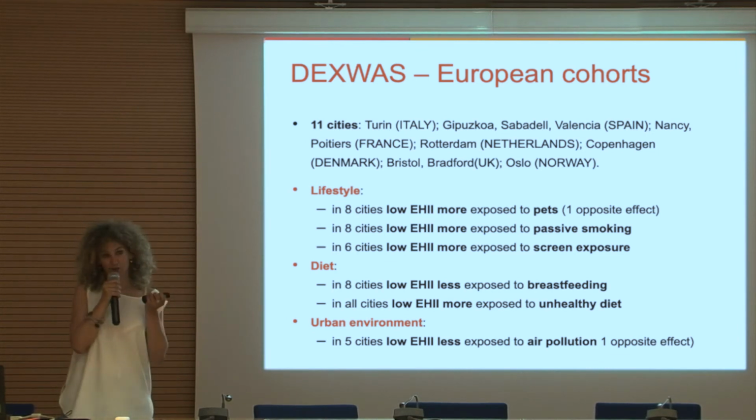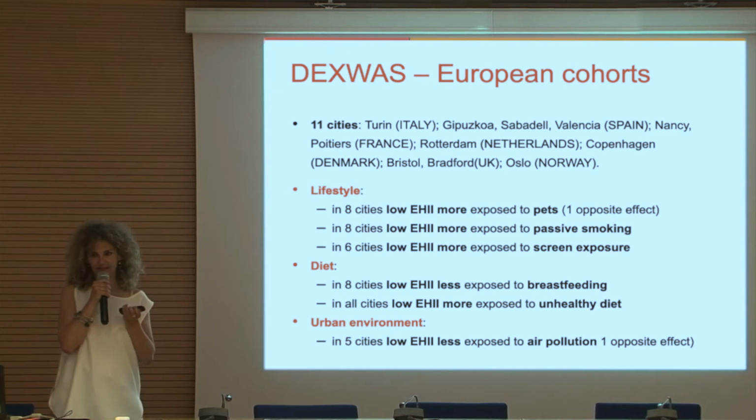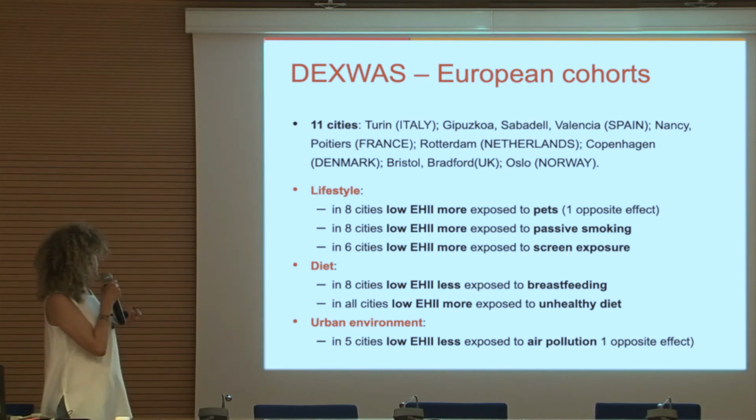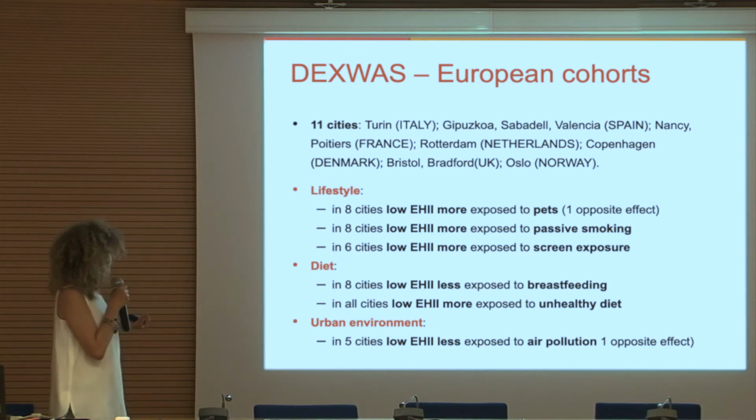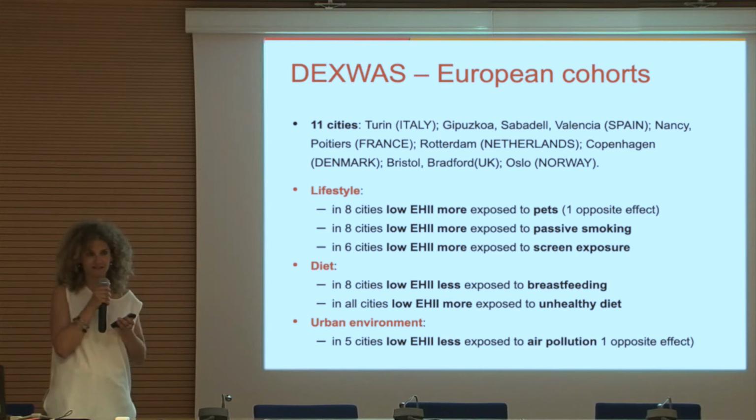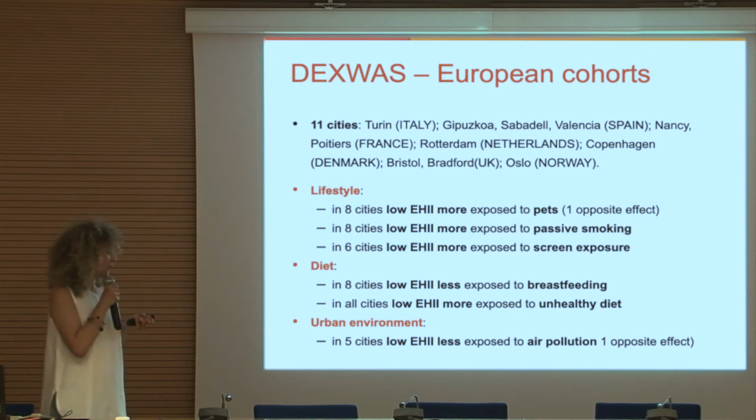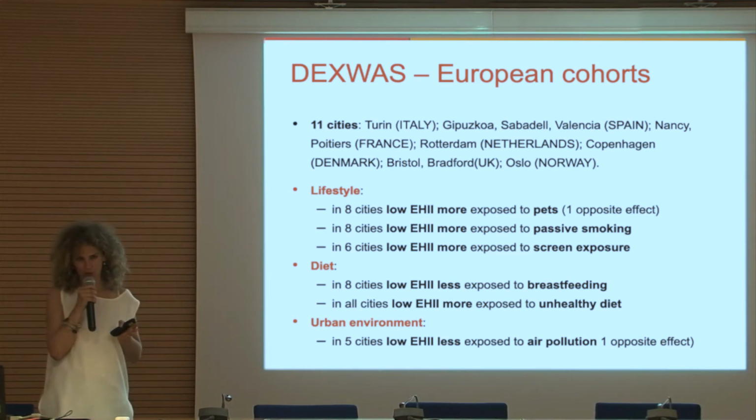And what we found were quite consistent results for the lifestyle and diet domain. In most of the cities, we observed that low-income subjects were more exposed to pets, passive smoking, screen exposure, and they were less exposed to breastfeeding, and in all studies, they were exposed to an unhealthy diet pattern, while the results on the urban environment were more heterogeneous. Although we observed in 5 cities that low-income subjects were less exposed to air pollution.